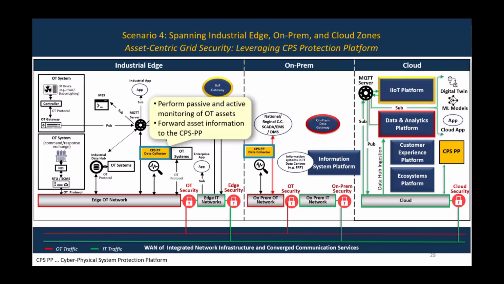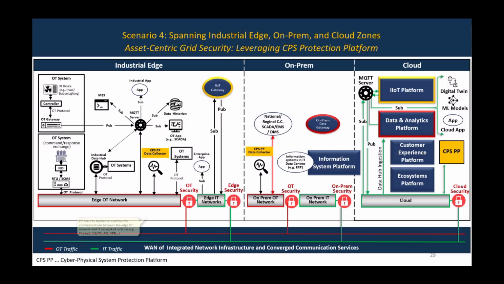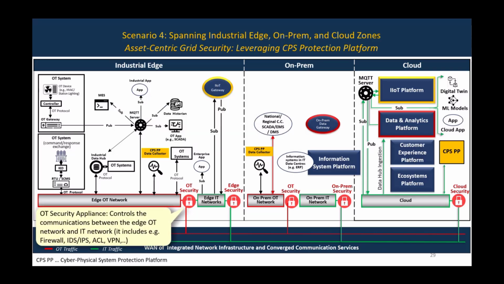How is the data acquired? We have here two cyber physical system protection platform data collectors. One is located at the industrial edge, and the other one is located at the on-premises zone, and they perform passive and active monitoring of the operational technology assets, and they forward the asset information to the cloud-based cyber physical system protection platform.